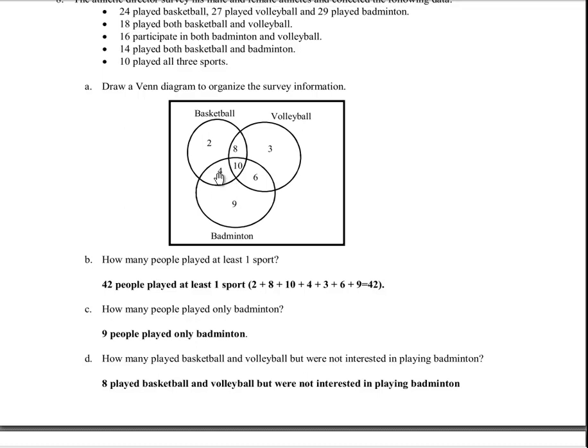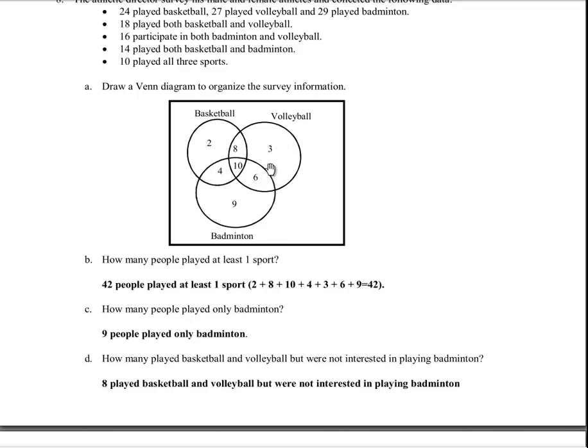Because, for example, that 4 here played badminton, but they also played basketball. So we just want that 9 for question C. How many played basketball and volleyball, but were not interested in playing badminton? So basketball and volleyball, but we don't want to see them in here at all.